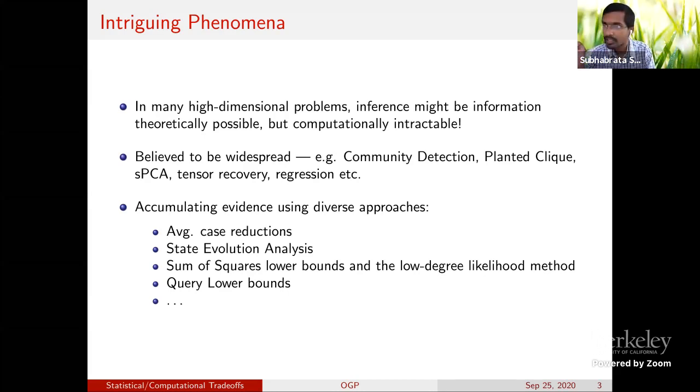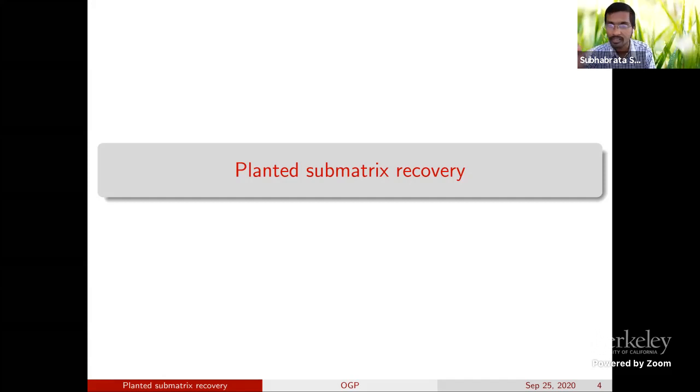In contrast to that, I want to talk about some structural evidence for hardness in the average case. I'll talk about a very specific problem, which is related to planted submatrix recovery. And we'll see what this structural evidence actually gives us formally in terms of hardness for specific algorithms. But in general, I think this approach is intuitive and useful because it suggests why it might be difficult to solve this problem, at least with certain classes of algorithms.